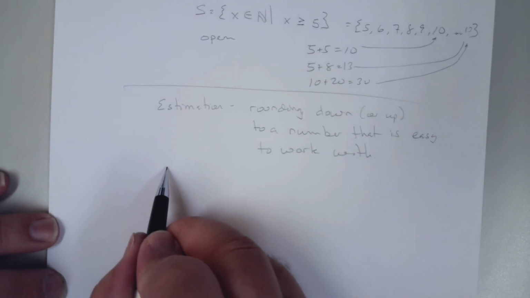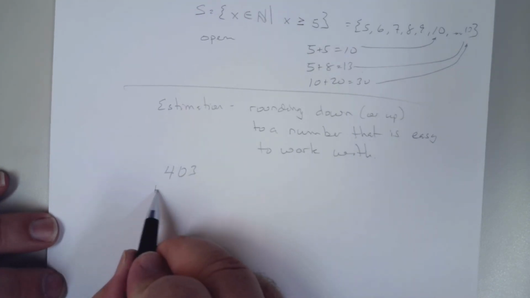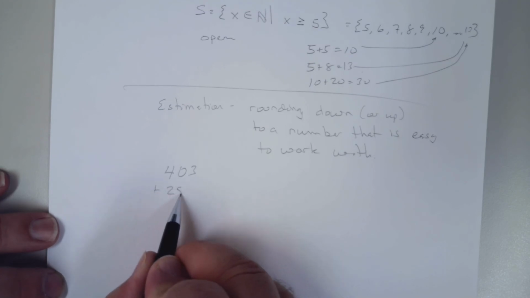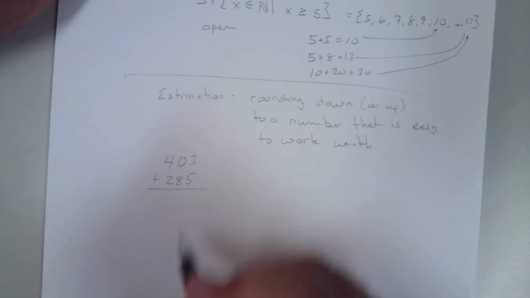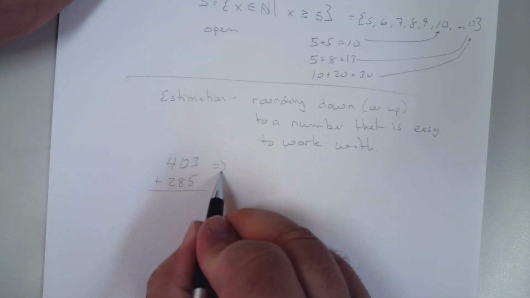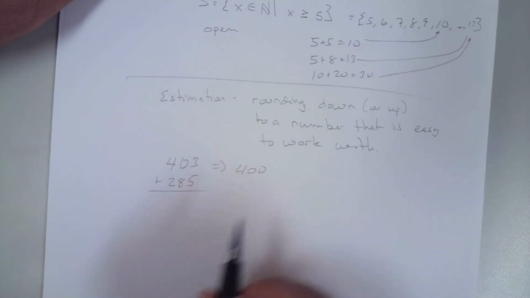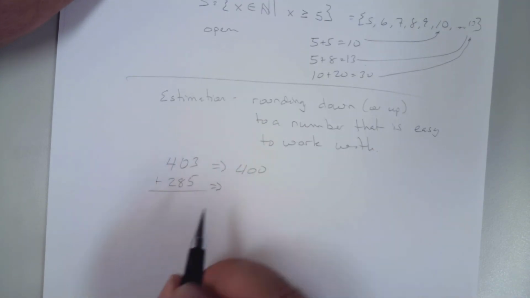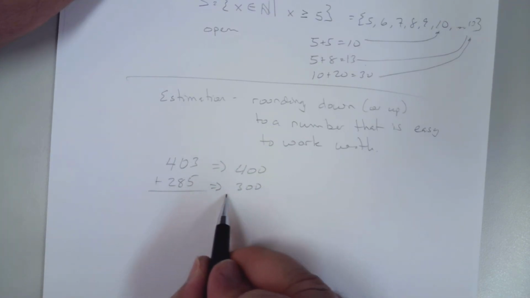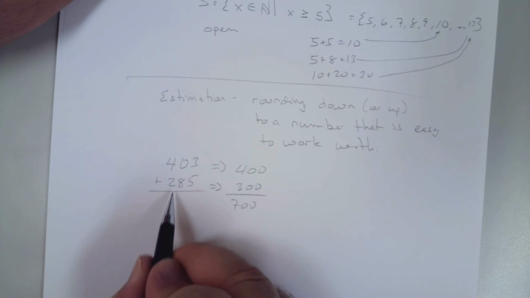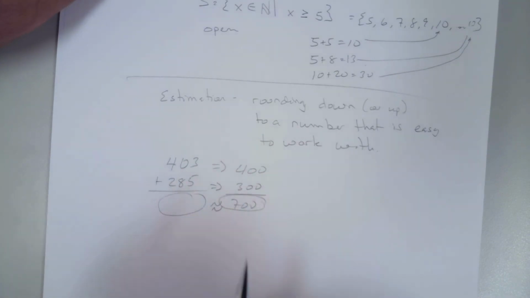So basically, if I had 403 plus 285, so I don't have to worry about opening it up. Estimation: what's the closest number to 403? 400. 285, it's 300. So whatever this answer is here, is approximately 700.